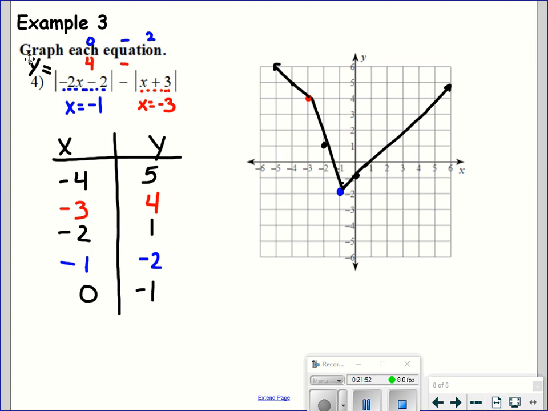So hope you've enjoyed this little review section. I hope you feel more confident as we get ready to head into our content here in Algebra 2. And yeah, let's get this started the right way.